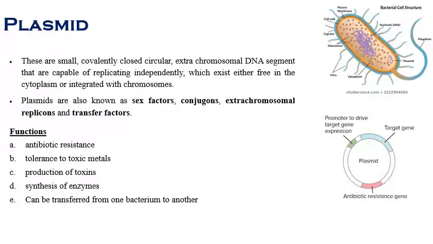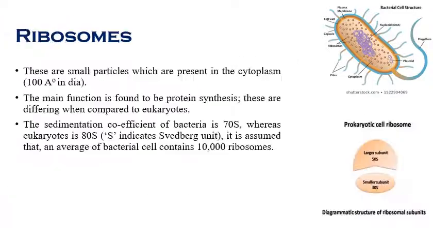These are all functions, or if other bacteria are producing some antibiotic chemicals, toxins or enzymes, the information present in the plasmid helps to protect the bacteria against all these toxic things. Now we'll get into the ribosomes.